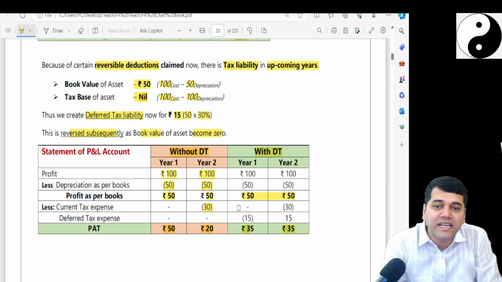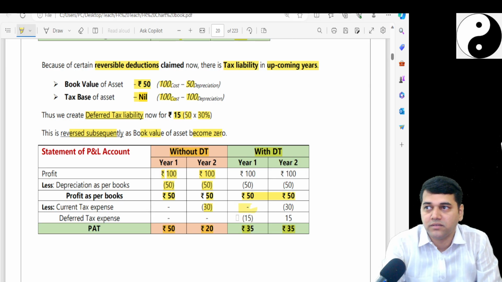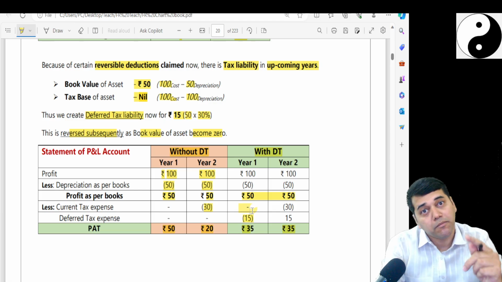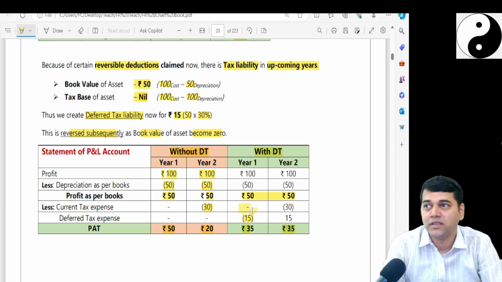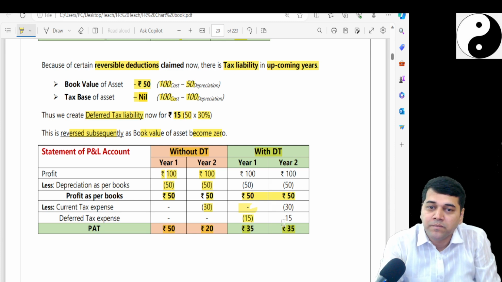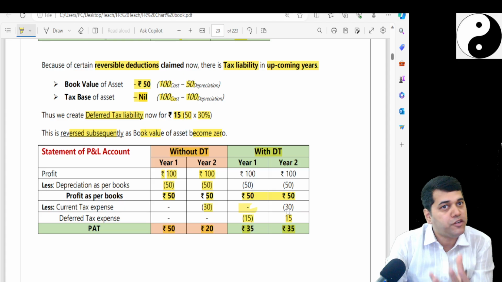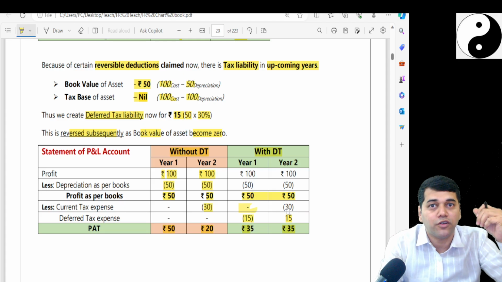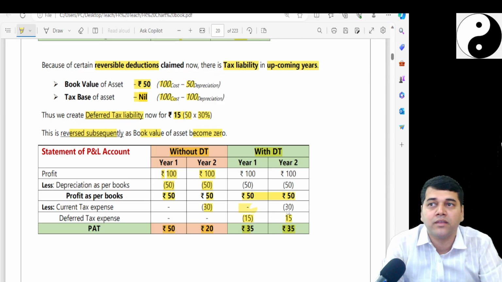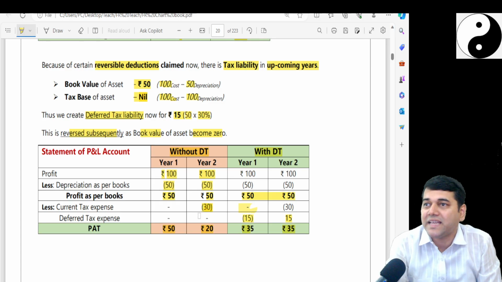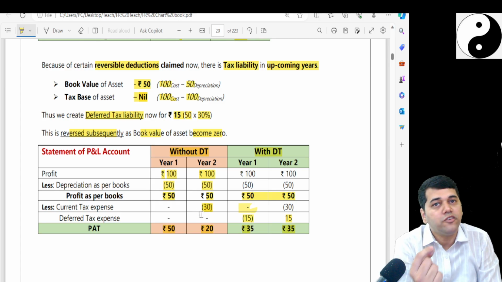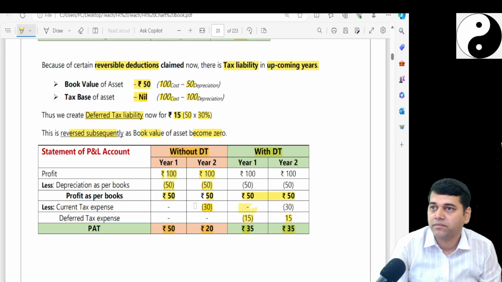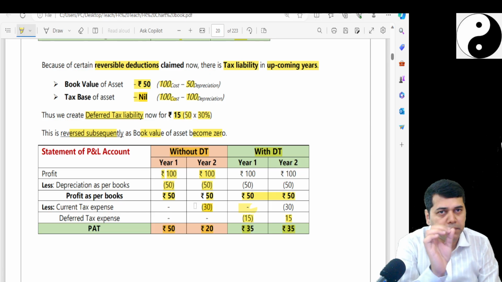Even though in reality I don't claim any expense, I make a provision for a tax which I am going to pay next year. And when I actually pay next year, I take that 15 rupees from the provision I created last year, not claim it as an expense. Because this 30 is what I pay in cash, and it gives me a cash basis of accounting. Have you understood the logic behind deferred tax? This is one simple logic, simple example.